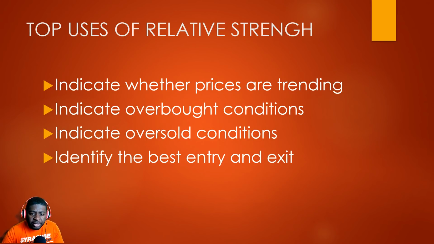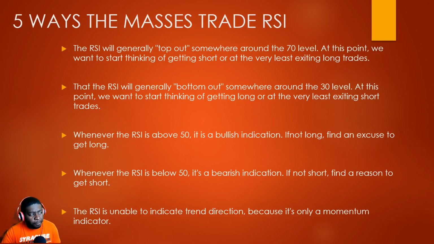Top uses for the relative strength index. So people use it to indicate whether or not prices are trending, indicate overbought conditions, indicate oversold conditions, and identify the best entry and exit for the trade. So those are the four primary ways that people trade the RSI, but not everybody does it very well. So here are the 5 ways the masses trade RSI and believe that it works, but I'm going to show you how that's not always fundamentally correct.